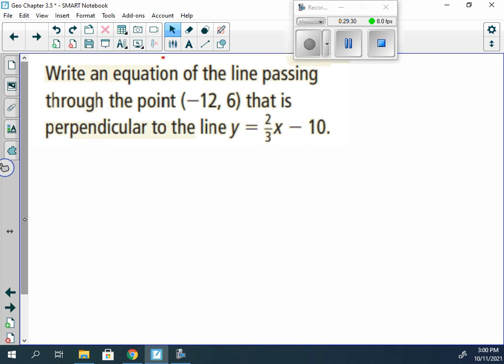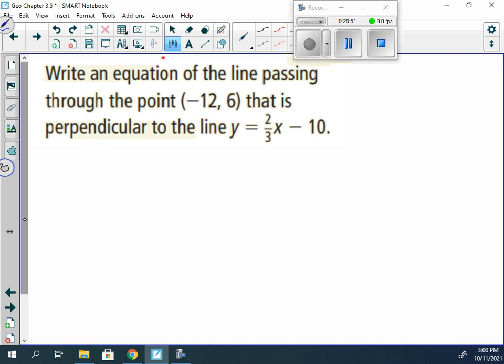Let's look at this one here. Write the equation. Yes, sir. Not yet. Let's do this here. Write an equation of the line passing through the point (-12, 6) that is perpendicular to the given line, y = 2/3 x - 10.